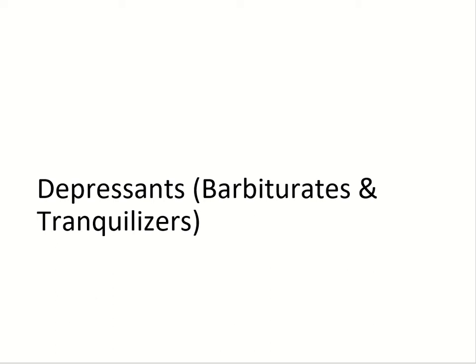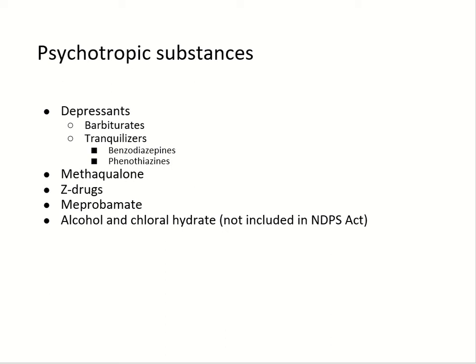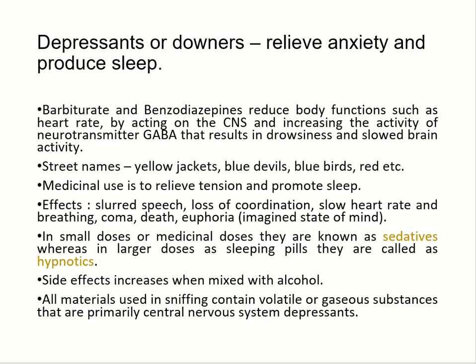Depressants. The main categories are barbiturates and tranquilizers. Psychotropic substances that are depressants include methaqualone, Z-drugs, meprobamate, alcohol and chloral hydrate. Alcohol and chloral hydrate are not included in the NDPS Act. Depressants, or downers, relieve anxiety and produce sleep.